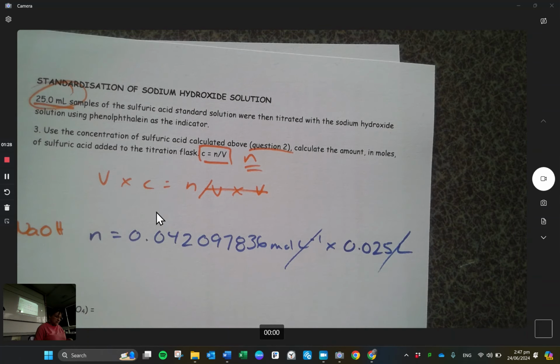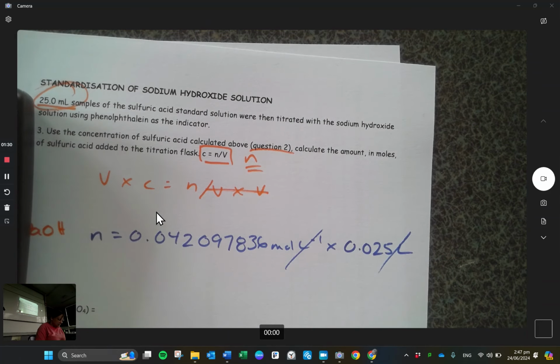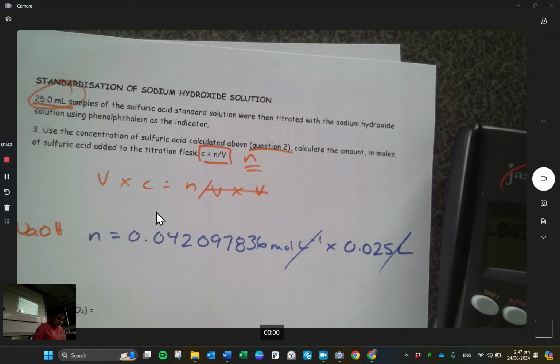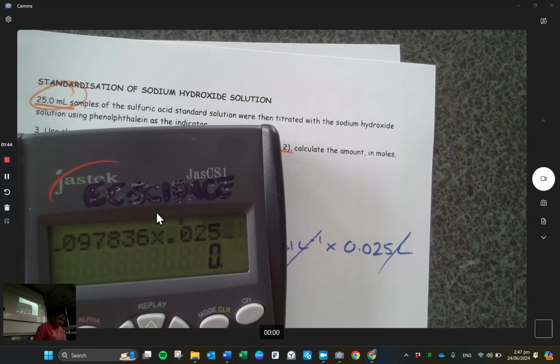So again, if you haven't cleared your calculator, it's useful because you don't have to retype it. My calculator went to sleep, so I do have to retype it. All right, and I multiply that by, let me show you what I'm doing. Multiply that by 0.025, hit enter.